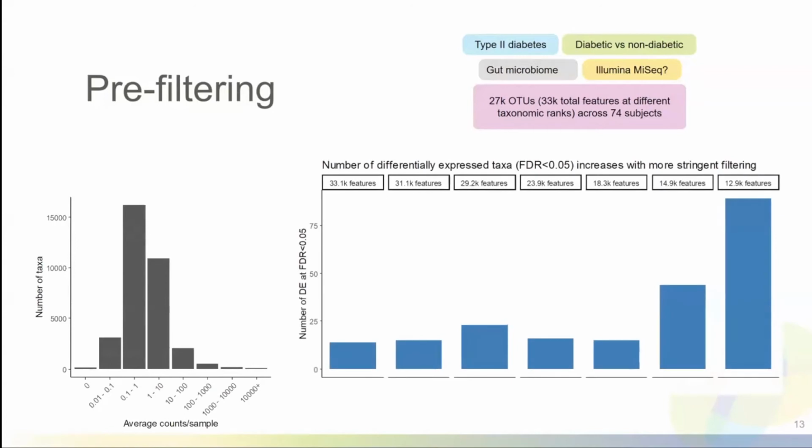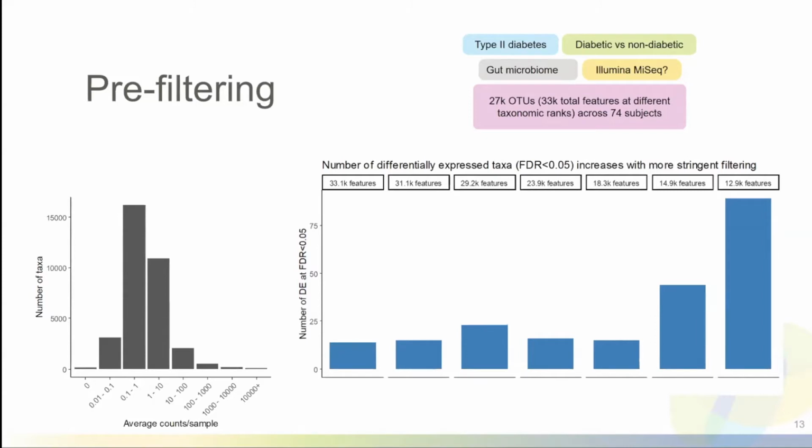Now on the right, I'm showing the number of differentially expressed sequences at an FDR of 0.05 for more and more stringent levels of pre-filtering. On the left-hand side, there are 33,000 features without any pre-filtering at all. And then on the right-hand side, we're filtering for sequences that were counted more than about once per sample on average, which leaves us with just shy of 13,000 features.